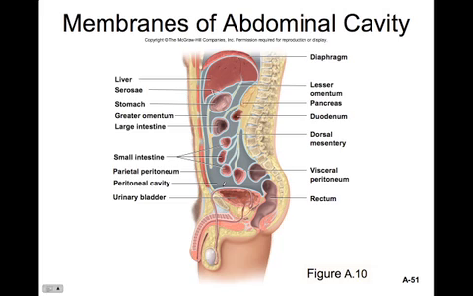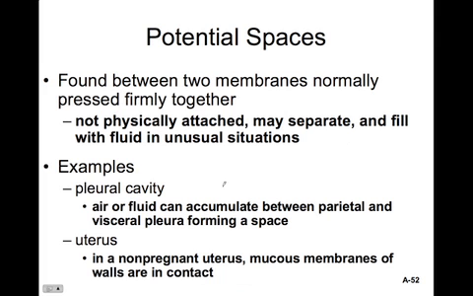The peritoneal cavity isn't really a space at all. It's just a potential space. It's the space that's found between two membranes that are normally pressed firmly together. They're not physically attached to each other, and they could separate. They could fill with fluid in unusual situations. We'll investigate some of those later in this course.